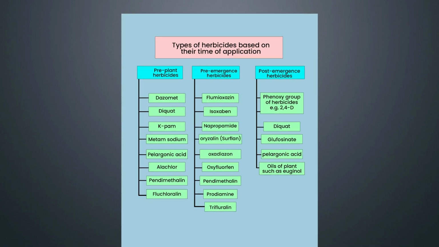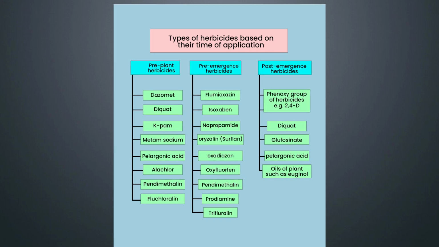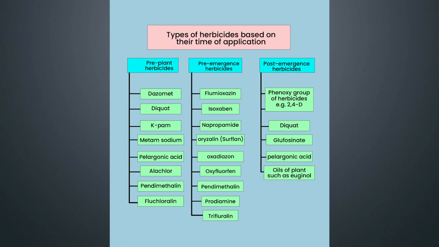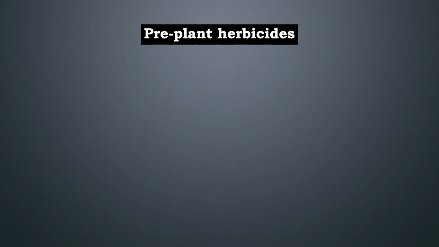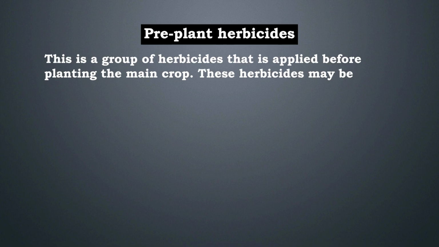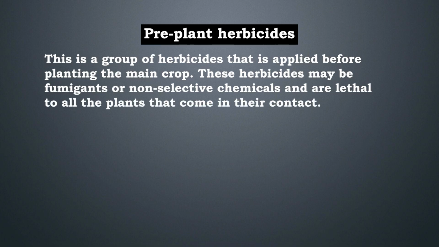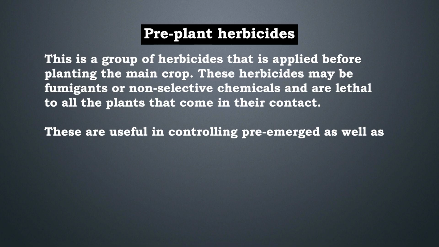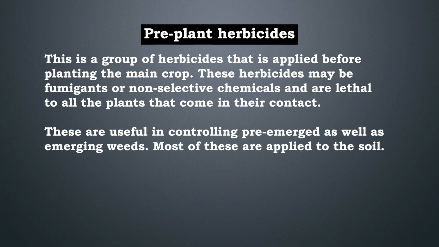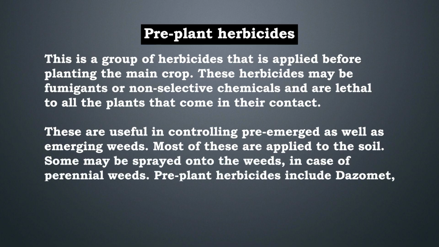Viewers, now on your screens, you will be able to visualize different types of herbicides along with their examples. Let us understand more about them one by one. First, pre-plant herbicides. This is a group of herbicides that is applied before planting the main crop. These herbicides may be fumigants or non-selective chemicals and are lethal to all the plants that come in their contact. These are useful in controlling pre-emerged as well as emerging weeds. Most of these are applied to the soil. Some may be sprayed onto the weeds in case of perennial weeds.